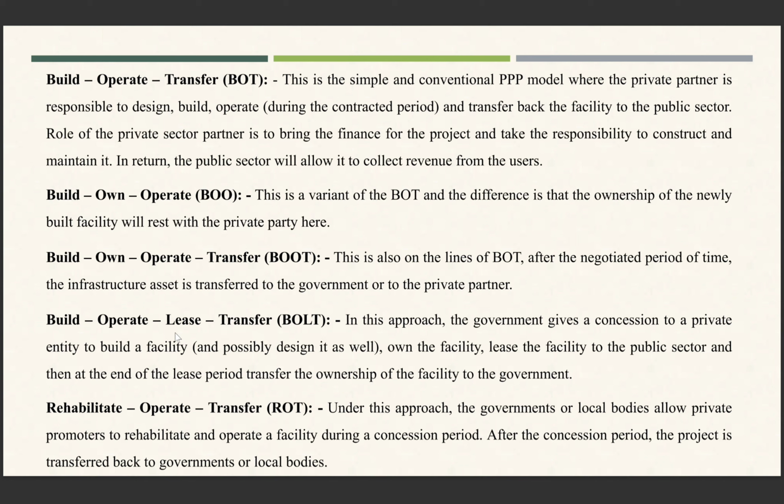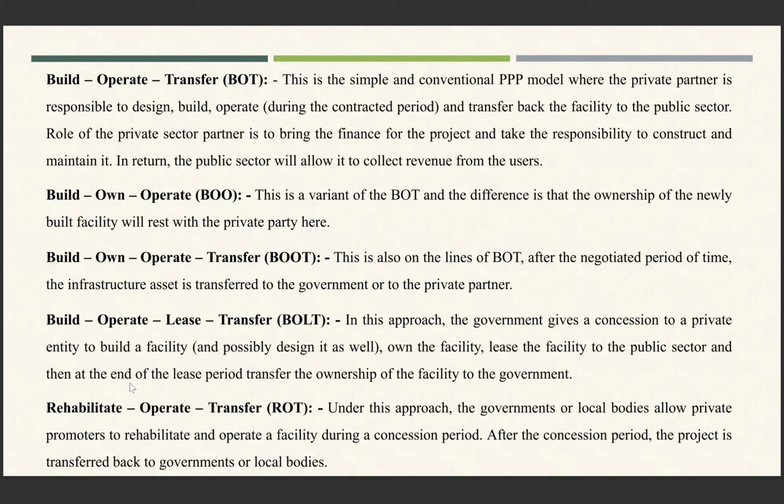So after making the infrastructure, the private party will be the owner of the facility that is built here. Next is the BOOT model, that is build, own, operate, transfer. This is also on the lines of the BOT. After the negotiated period of time, the infrastructure asset is transferred to the government or to the private partner. So suppose a facility is made, it will be the responsibility of the private partner to make that facility and run or operate that facility for some period like 5 to 10 years, and after that period, that facility can be transferred to the government.